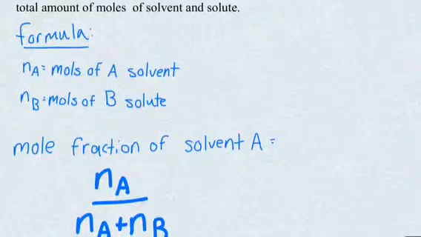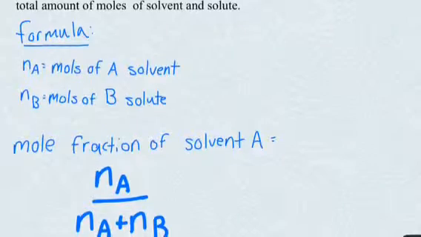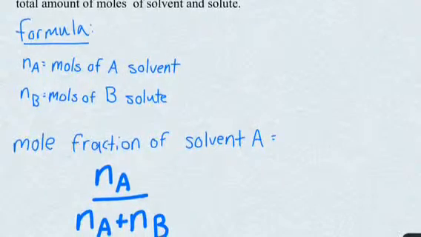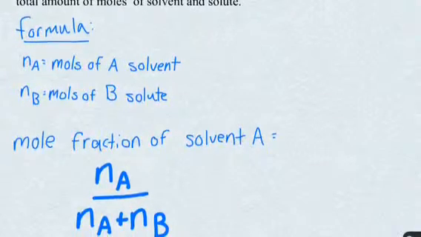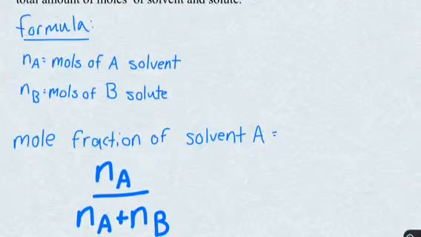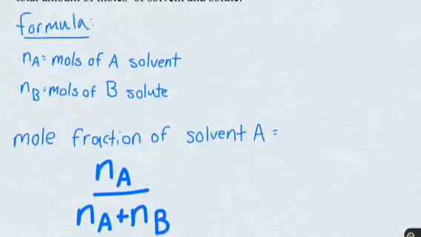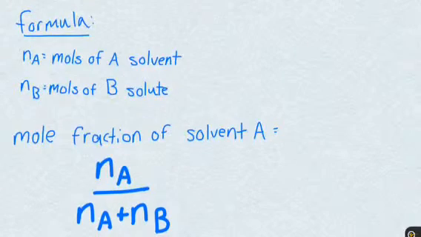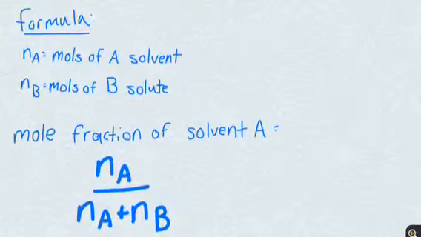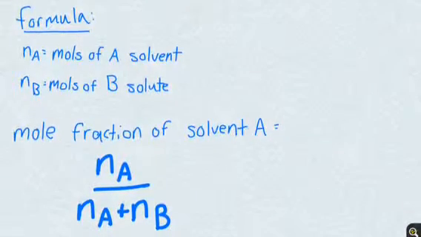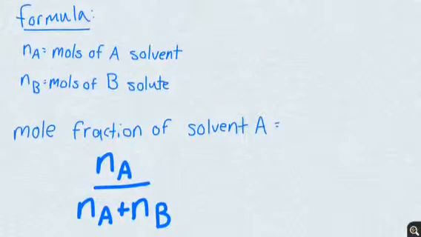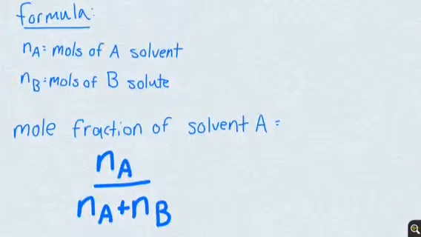So in this mole fraction, first we must put the moles of A, the solvent, over the moles of A, the solvent, added to the moles of B, the solute. This will result in giving us a ratio of the particles of a solvent to a solute.